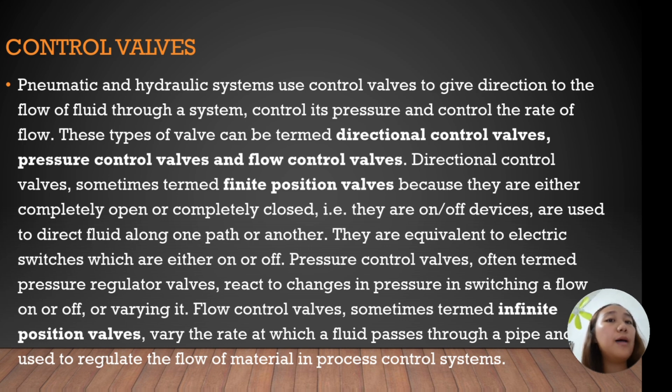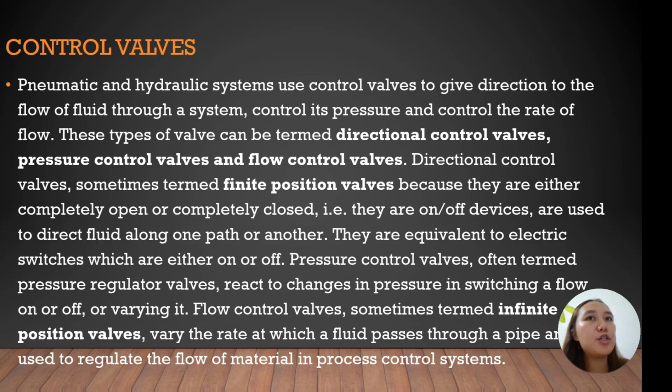First are the directional control valves, sometimes termed finite position valves, because they are either completely open or completely closed. They are on and off devices used to direct fluid along one path or another. They are equivalent to electric switches, which are either on or off. Pressure control valves, often termed pressure regulator valves, react to changes in pressure, switching a flow on or off or varying it. Flow control valves, sometimes termed infinite position valves, vary the rate at which fluid passes through a pipe and are used to regulate the flow of materials in process control systems.